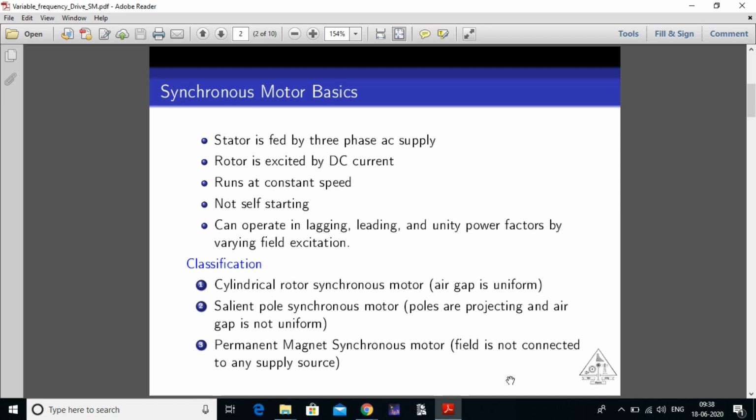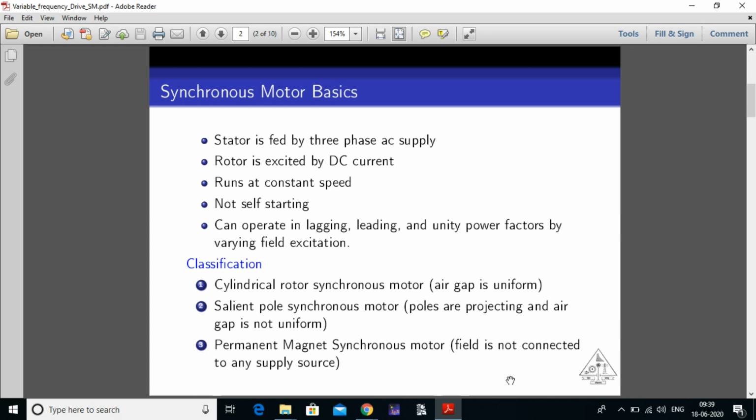Then one of the disadvantages of the synchronous motor is that it is not self-starting. We have to use an additional method to make it self-starting. Then another property of the synchronous motor is that by varying the excitation, we can vary the power factor angle from lagging to leading, and also it can operate at unity power factor.